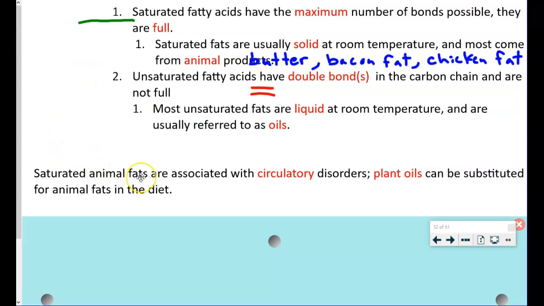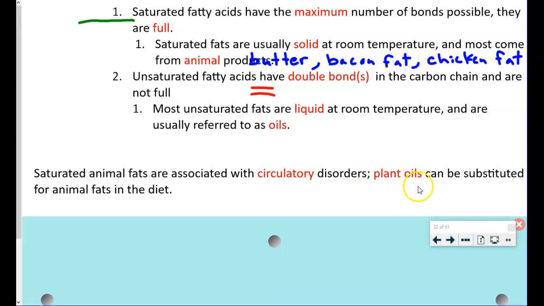All right, now saturated animal fats, our butter, our bacon, they are associated with circulatory disorders. So circulatory is how your heart pushes blood through your body. And there's all kinds of little tubes. Like if you look at your wrist, you can see the little tubes, the veins and arteries that the blood goes through. Well, if we put solid butter or solid bacon fat in those tubes, pretty soon the tubes get clogged up and the butter can't go through very well. And that could lead to having a heart attack or a stroke or other types of problems with your body getting blood.